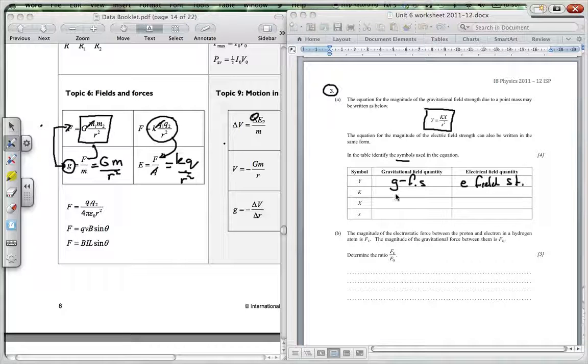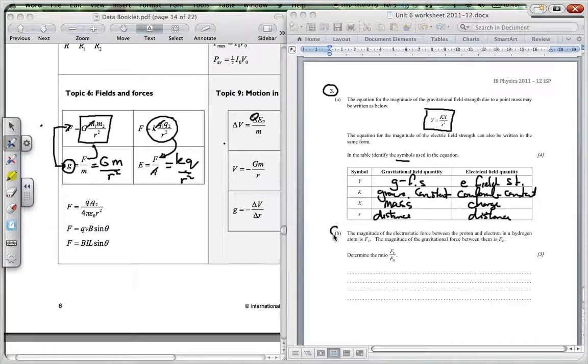K is your gravitational constant, and G is for the gravitational field quantity, and here it's going to be your Coulomb constant. Your X, this is the mass, and this is the charge of the field that we're finding the field strength of, and this is the distance, and also the distance to the center of the charge, or the center of the mass.